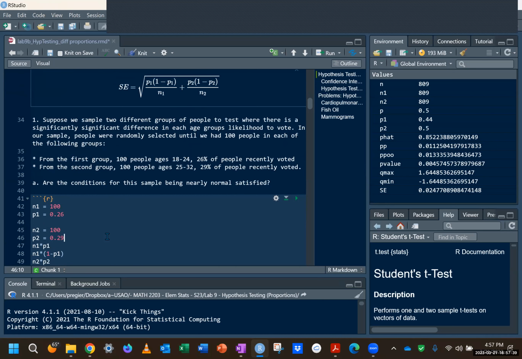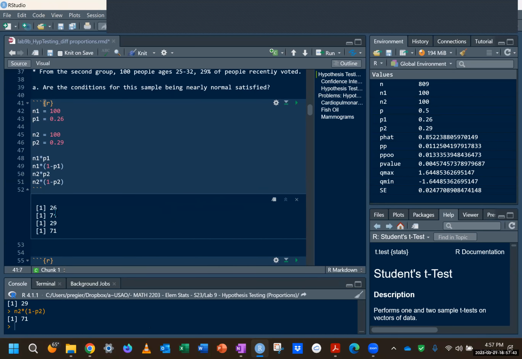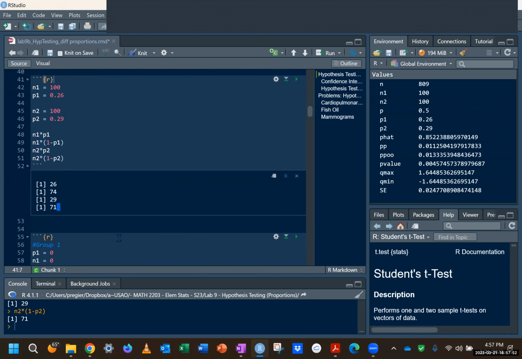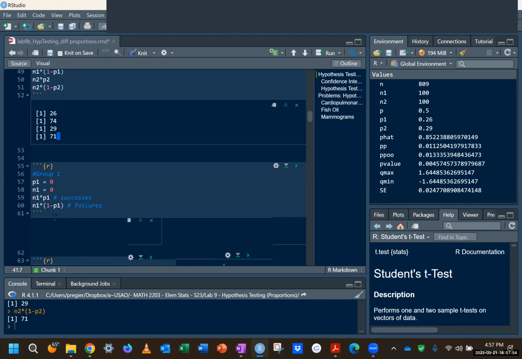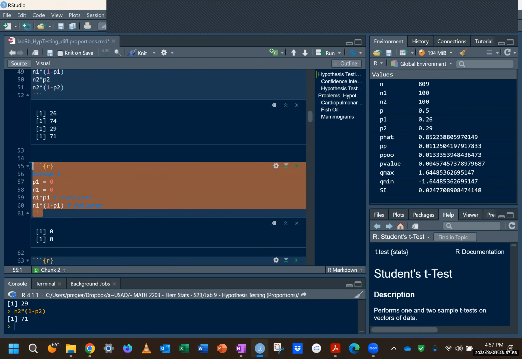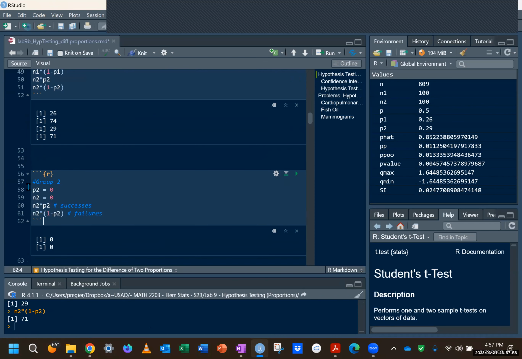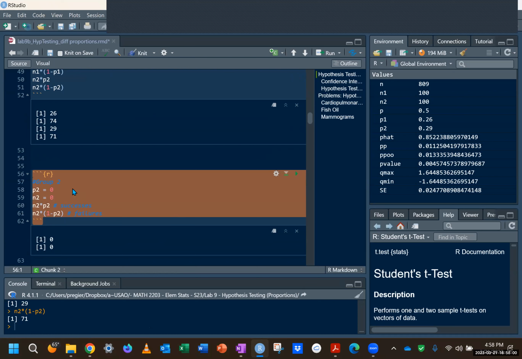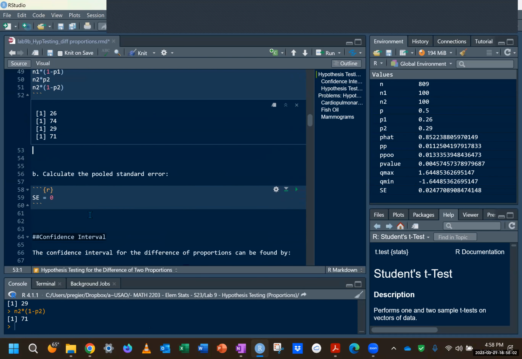And so to see if the conditions are satisfied, let's run this. Well, we had 26 successes with the first group, 29 successes in the second group, and their failures, of course, are going to be big enough as well. So they're satisfied. Oops, looks like I didn't need to type that out. Anyhow, you can use what I have written there if you want.